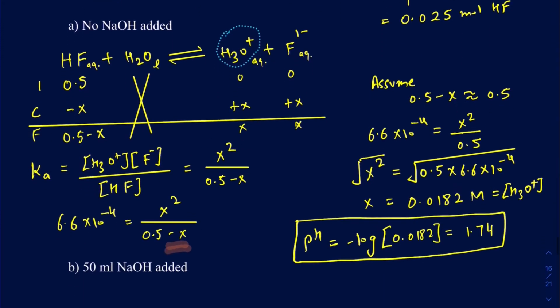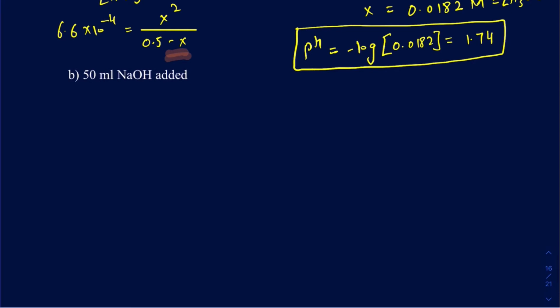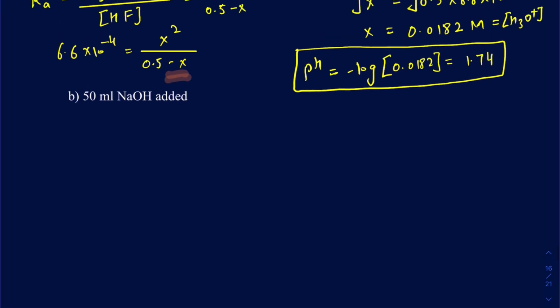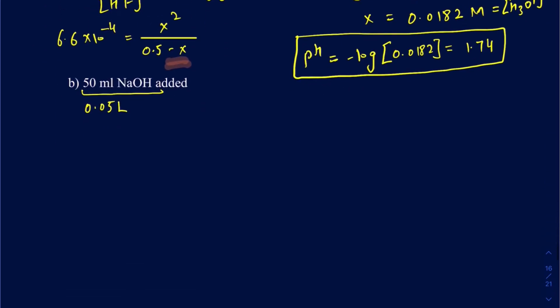The next part of the question says, what's going to be the pH when you have 50 milliliters of NaOH added? So before we do anything, we have to figure out how many moles of the acid you're going to be neutralizing when you're adding this 50 milliliters of the base. So I have to figure out the moles of NaOH here. We have 0.25 molar NaOH.